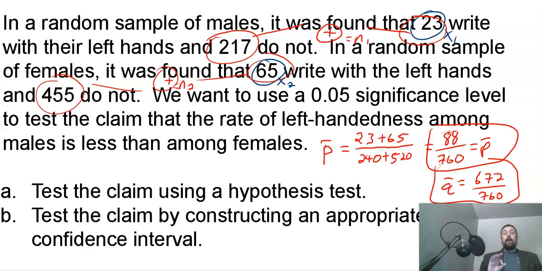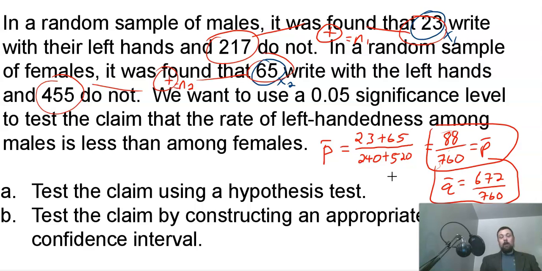For the females, we have 65 who write with their left hand. That's X2. But then to find N2, we have to add 65 to 455, and we get 520. I guess you can see the numbers down here. So for P bar, it's going to be X1 plus X2 divided by N1 plus N2.